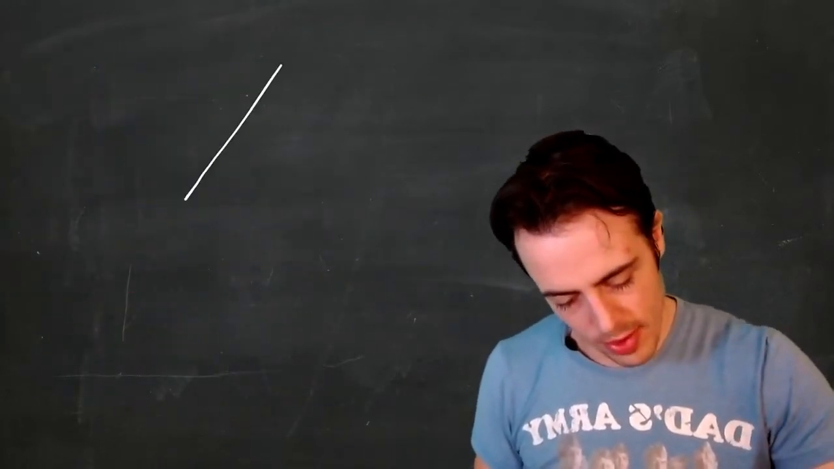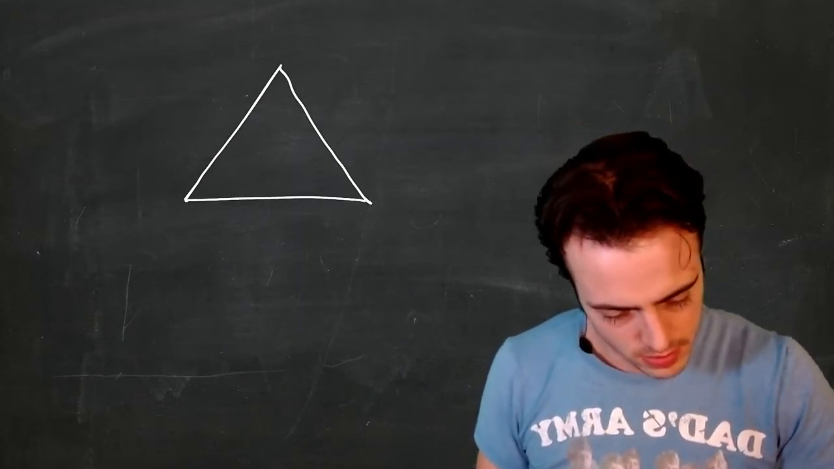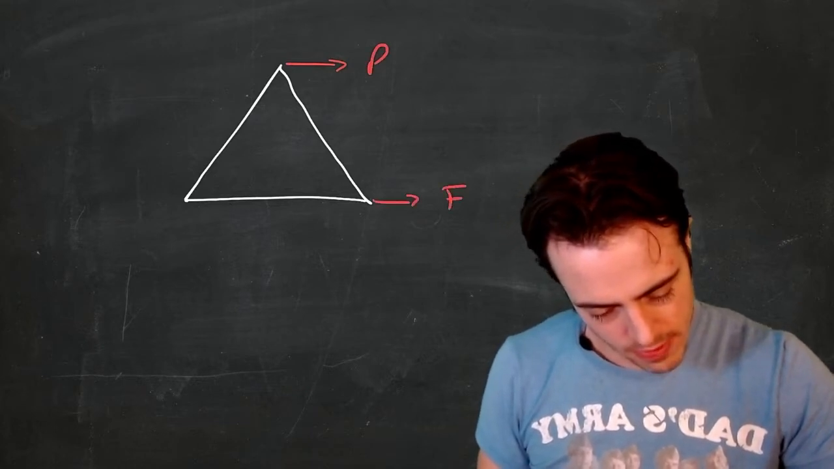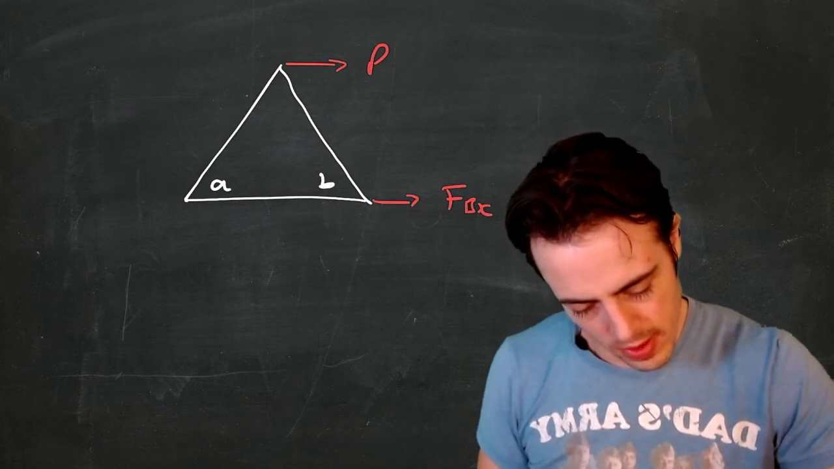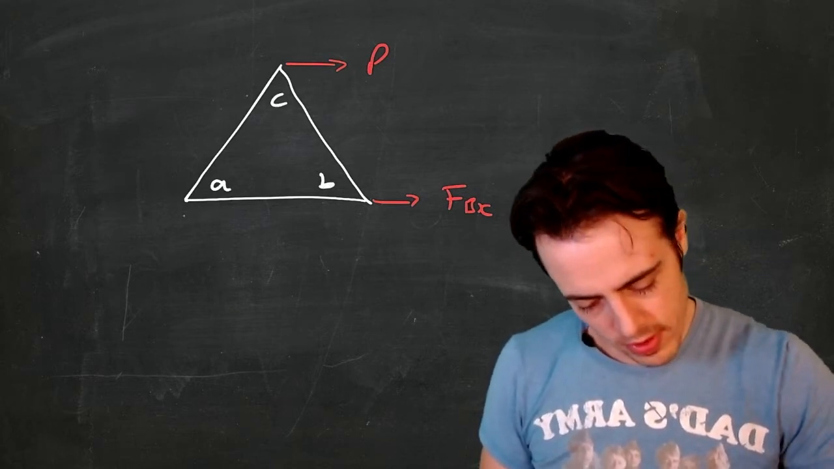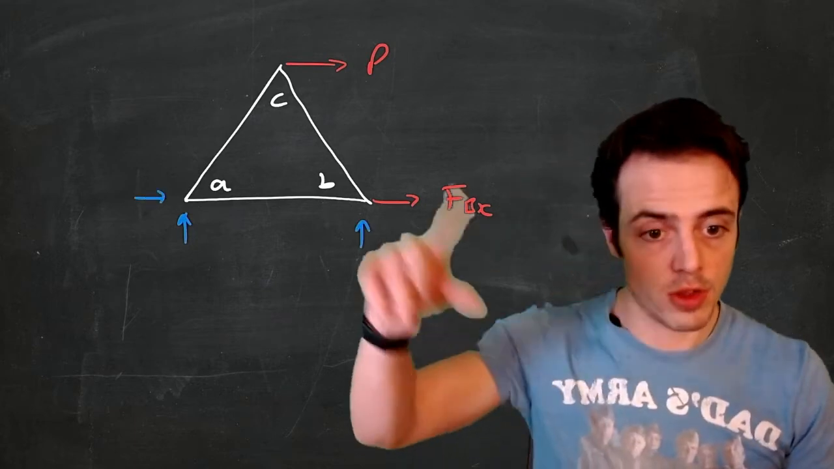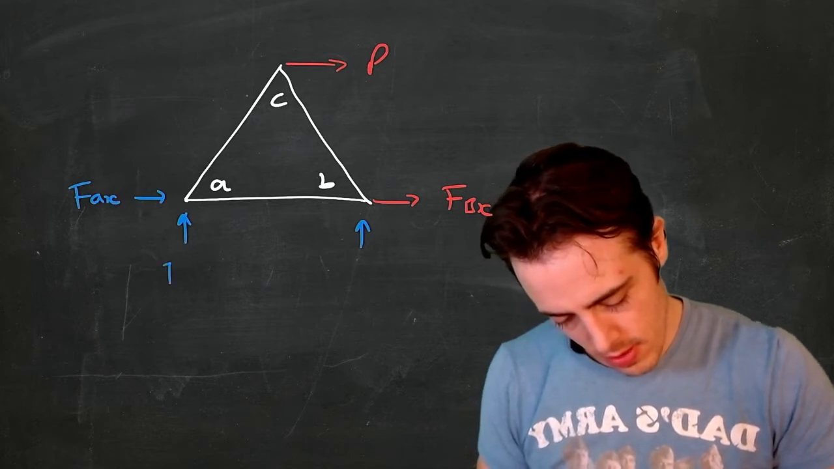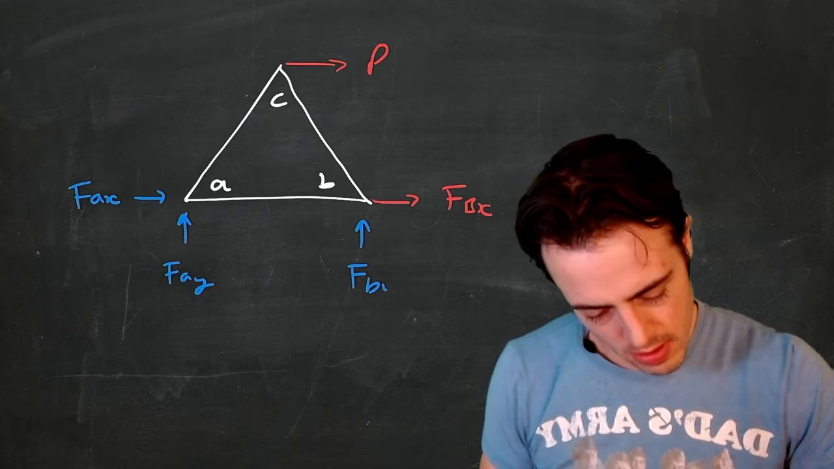So for our free body diagram, we've got P. I'm going to put FBX. Let's just write the node numbers or the node indices. Now I've drawn these in different colors on purpose. So the blues are the things that we're trying to determine as a function of the red things. FAX, FAY, FBY.